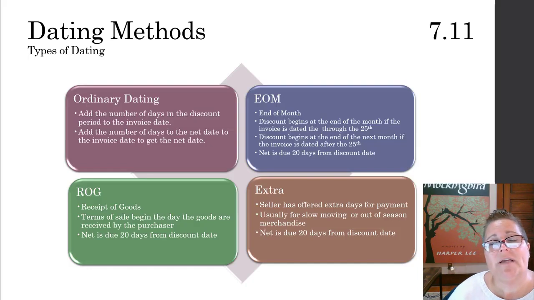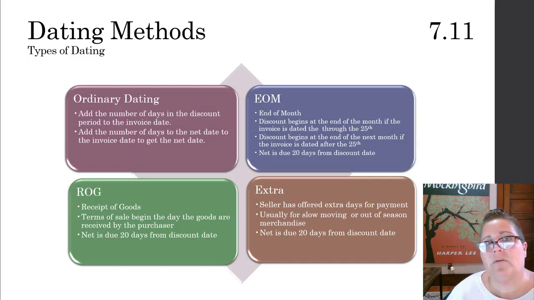Lastly, we have extra. Extra dating, I think it's a little bit of a gimmick, but it is used on occasion. You basically just offer extra days for payment. You list the terms of sale and then you say, but I'm going to give you an extra 40 days. So the seller offers extra days for payment. This usually happens if merchandise is particularly slow off the inventory, if it's out of season, if it's really early before season. In other words, think about you're trying to sell Halloween candy on November 4th. You might offer extra payment.